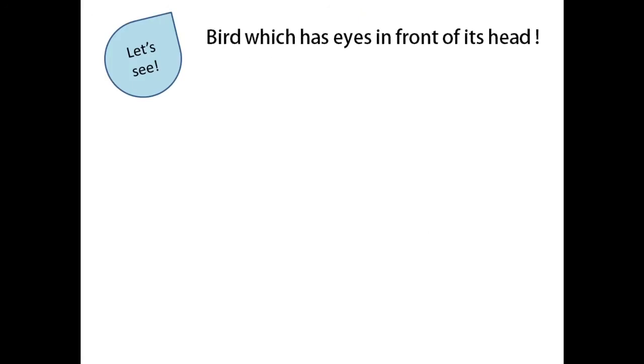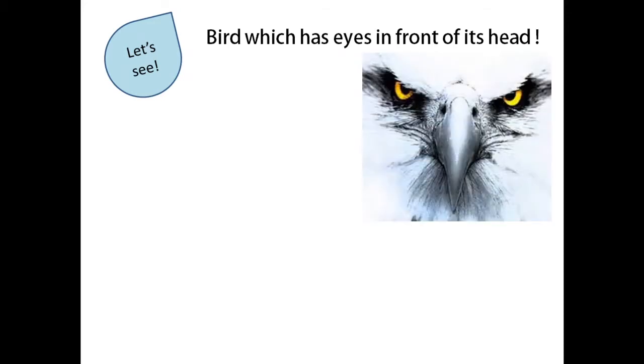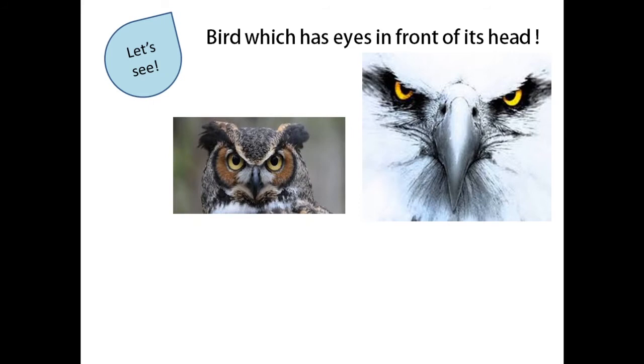What is this? A bird which has eyes in front of its head, as human beings have eyes in front of our head. Correct? So eagle and owl are such birds which have eyes in front of the head. Can you identify more birds like this? If you identify them, you have to write them down in your book.